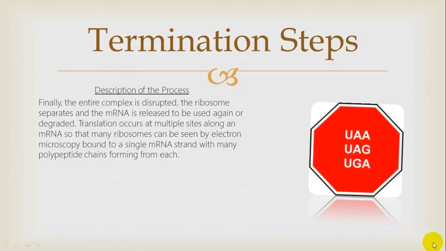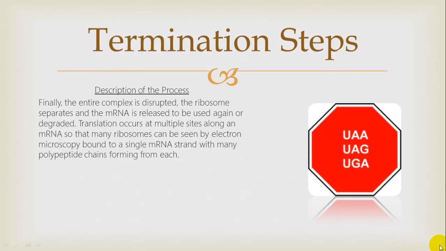So to summarize the termination steps, finally the complex is disrupted, the ribosome separates, and the mRNA is released to be used again or degraded. Translation occurs at multiple sites along the mRNA, so that many ribosomes can be seen by electron microscope bound to a single mRNA strand, with many polypeptide chains forming in each.